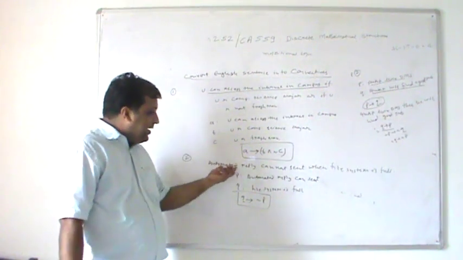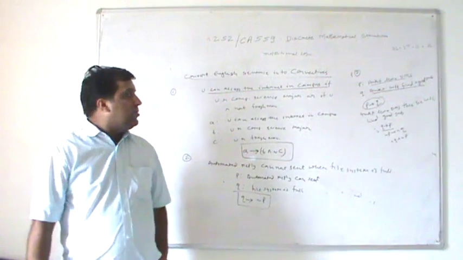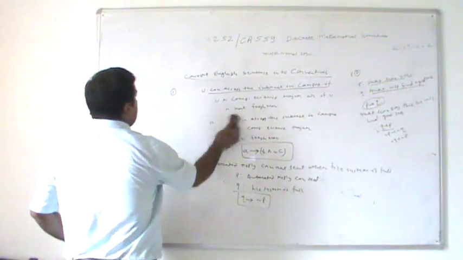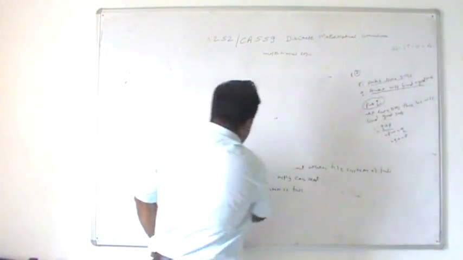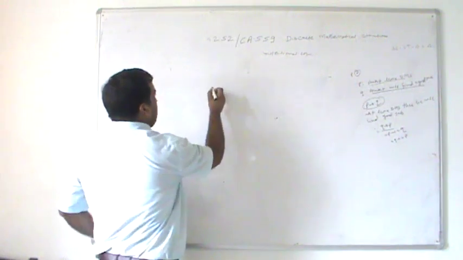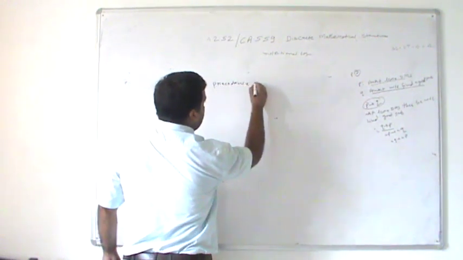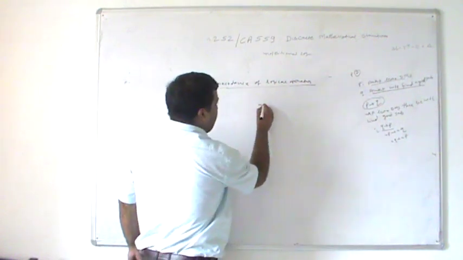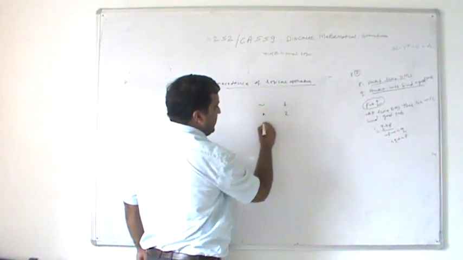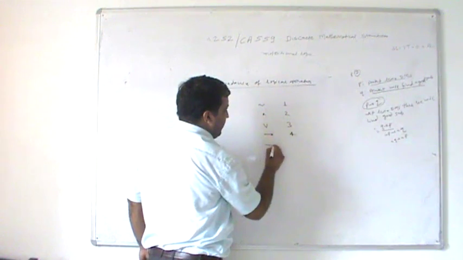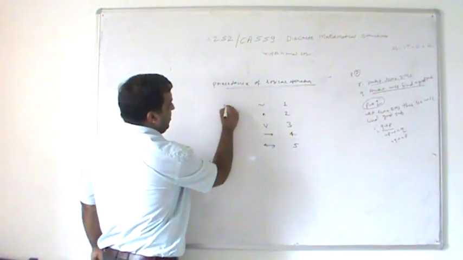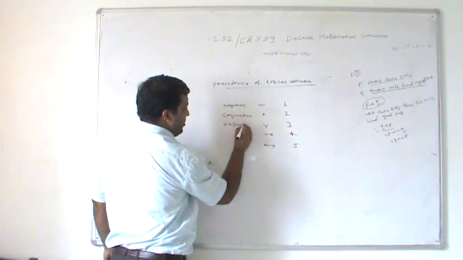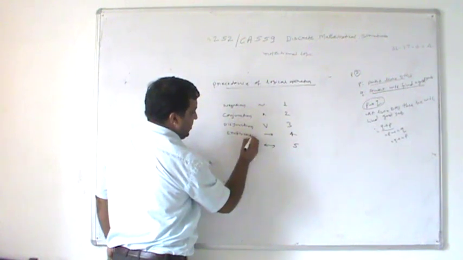So that is how any English sentence can be converted into logical connectives. Now we come to the next point, which is precedence of the logical operator. The first is negation, which has precedence one, then conjunction, then disjunction, implication, and biconditional.